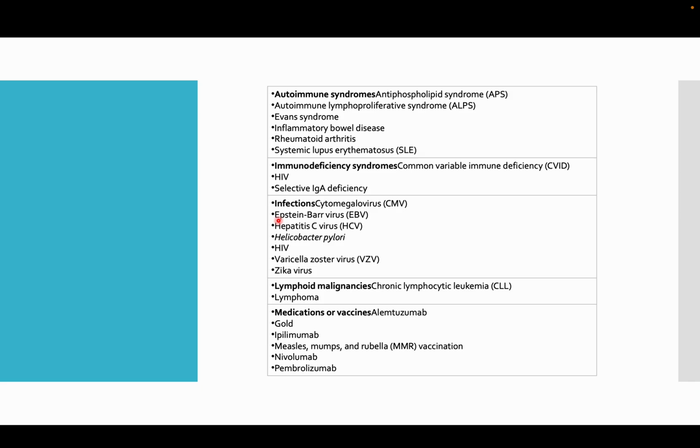EBV, hepatitis C, HIV, Zika, lymphoma, gold, measles, nivolumab and pembrolizumab are also associated. These are all medications and drugs that can also cause secondary ITP. There are hundreds of drugs that can cause ITP.